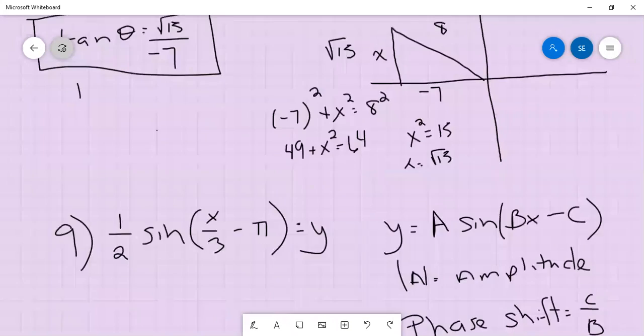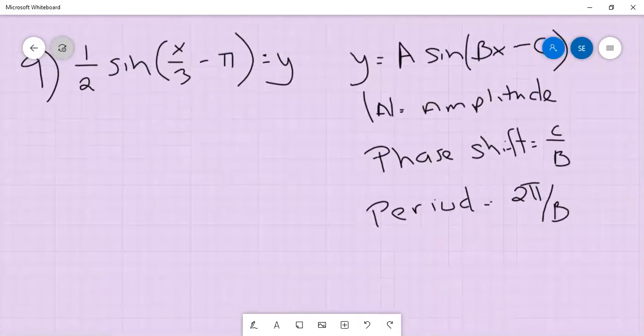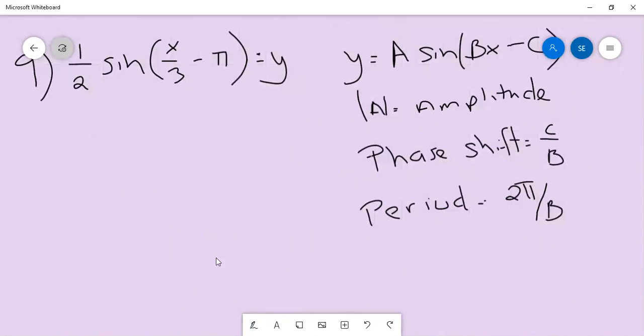Number 9 is graphing of a sine function. So I wrote all of this stuff over here. We have this function that's 1/2 sine of x divided by 3 minus pi. This is our standard form for our sine function. We have a out here as our amplitude, and we have b and c in here. Our phase shift is c over b, and our period is 2 pi over b.